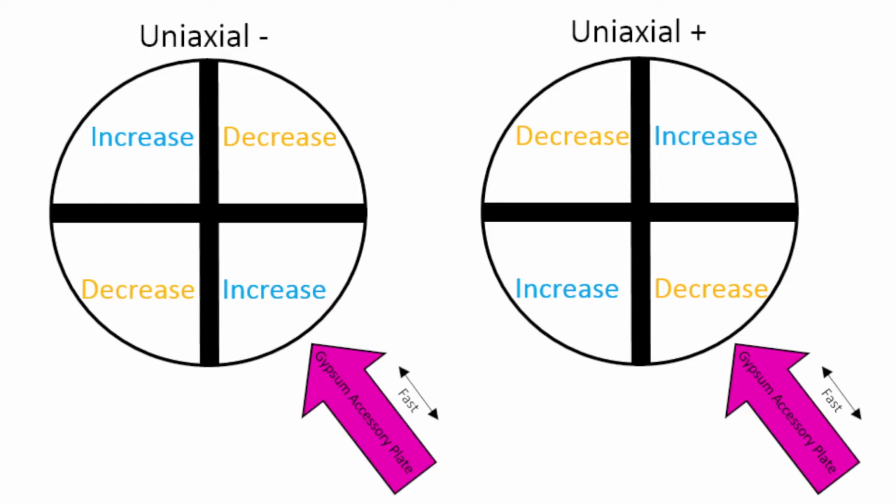If the mineral is uniaxial negative, the fast ray of the accessory plate will cause an increase in retardation and interference colors in the direction it is inserted. If the mineral is uniaxial positive, the fast ray of the accessory plate will cause a decrease or less of an increase in retardation and interference colors in the direction it is inserted. Since we saw more of an increase in the northeast-southwest quadrants, this mineral is uniaxial positive.